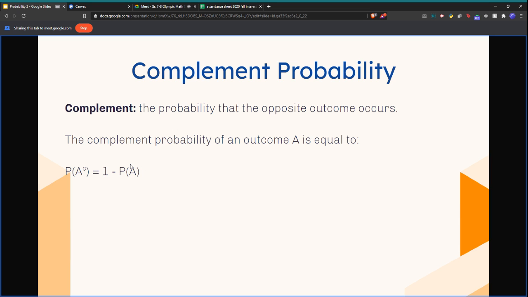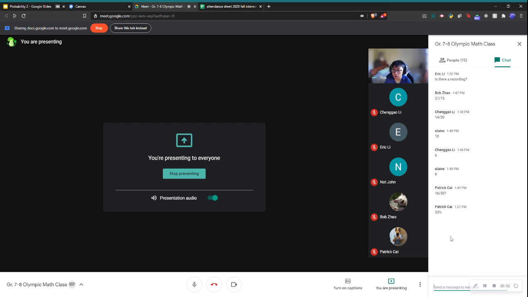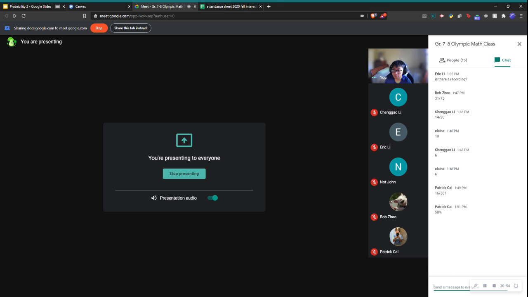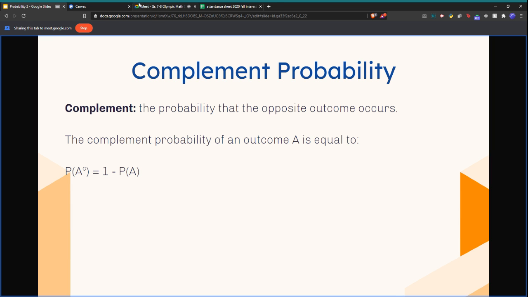And you can rearrange this too. So you move the probability of A to the left side, and you notice that the probability added to its complement probability is equal to 1. So that's a useful fact to know. Any questions about this? Yeah, Patrick, it'll be 50%. That's nice. No questions? Yes, I'll go up to the problem.